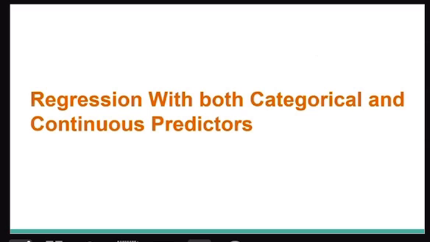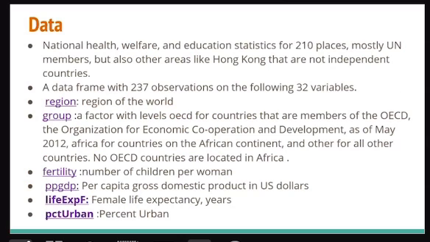Now, you know what I want us to talk about? I want us to use United Nations data. Okay. I want us to work with regression with both categorical and continuous predictors. Let's have an example. When you take a look at this data, these data talk about the national health, welfare and education statistics for 210 places. Some of them are countries and some of them are not independent. Okay, so I just wanted you to take note of that.